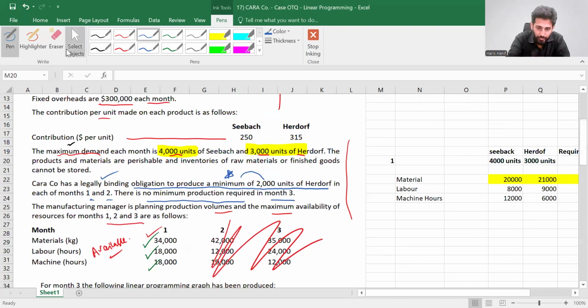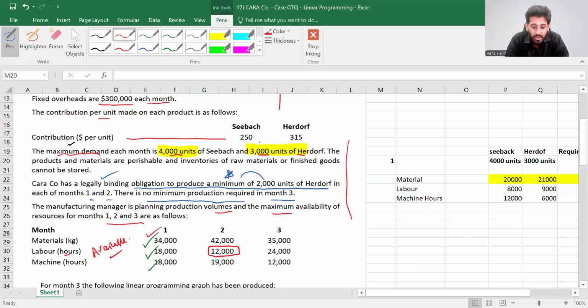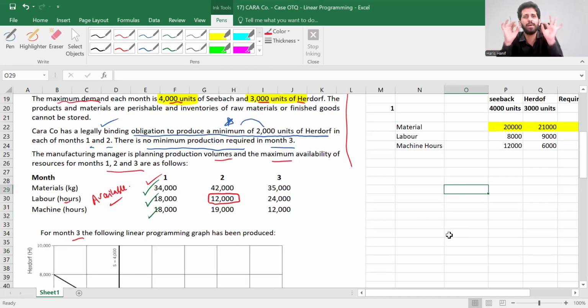And in month 2, the labor hours are only 12,000, right? And the demands are 4,000 and 3,000. But you know one thing: when there is a legally binding agreement, or a minimum requirement, first of all you are supposed to solve the minimum requirement first. When you are solving the minimum requirement, that means you have to prioritize it. Now see that I'm making the entire production plan, but I will only have to answer about the Heard of.